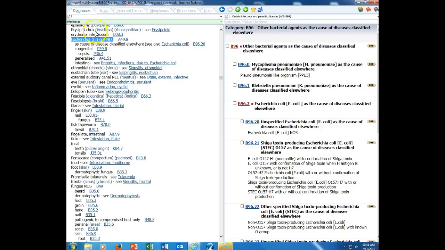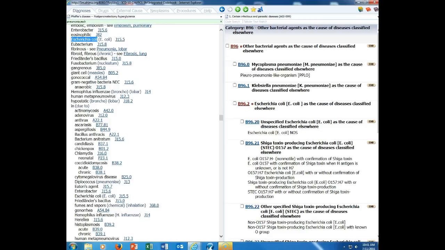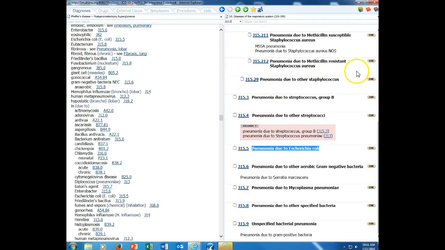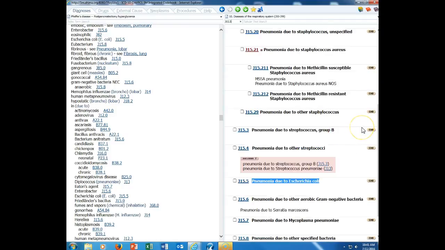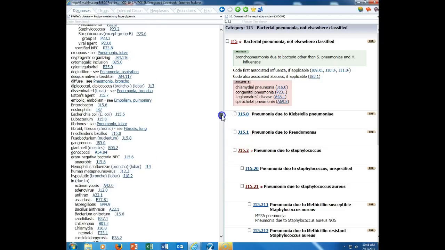Now, there are some combination codes. There are some pneumonia codes, and we'll study these when we're in this chapter. Pneumonia due to Escherichia coli. We do not code a B code for this because this code very specifically includes the organism. So there are some combination codes that include those organisms and they are not coded separately. But if those organisms are not included in the description of your combination code, then you have to add a code for them.